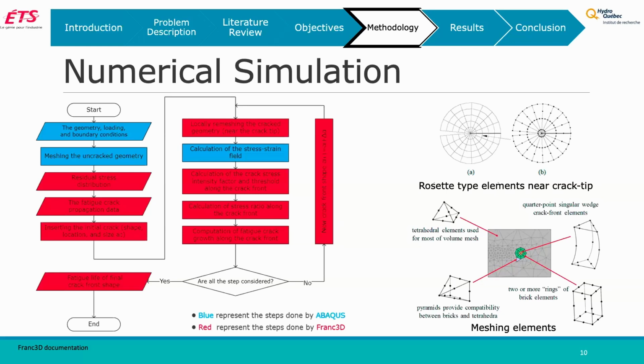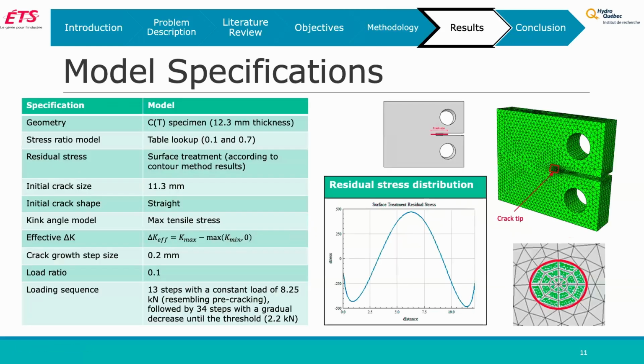This simulation was mainly done by Abaqus and Franc3D simultaneously, and this is the type of element that I used for this simulation, which I guess is very typical in fatigue applications. As for the specification of this model, the geometry is the same as our experiment, so it's a CT specimen. For the stress ratio model, I had the data for 0.1 and 0.7, and I calculated the stress ratio along the surface, and using some interpolation and extrapolation technique, I calculated the crack growth rate for each point along the surface.